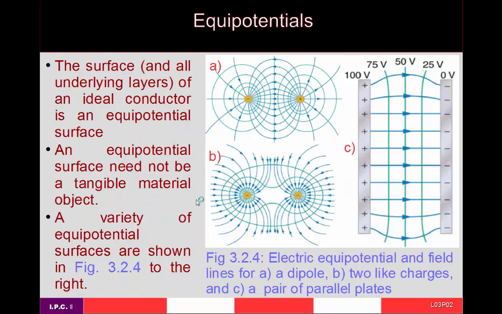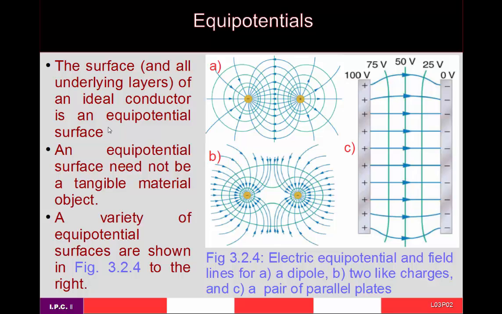There are certain surfaces which, in general, are equipotential surfaces. Basically, the surface and any underlying layer of an ideal conductor at equilibrium is an equipotential surface. So if I have a solid steel ball and the steel is acting as a reasonably good conductor, at electrostatic equilibrium, then there is no work required to move a charged particle, say an electron, from the surface of the ball to anywhere inside of the ball.